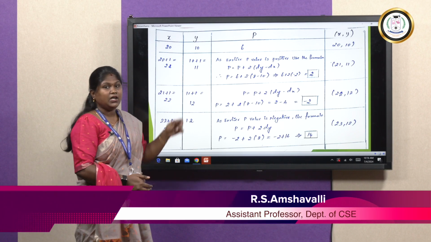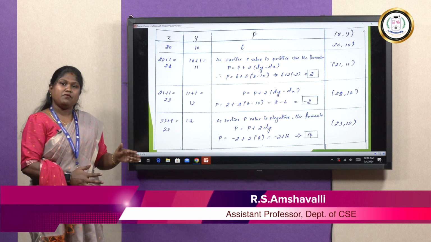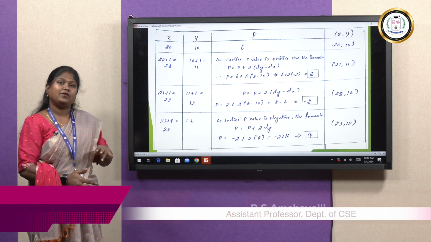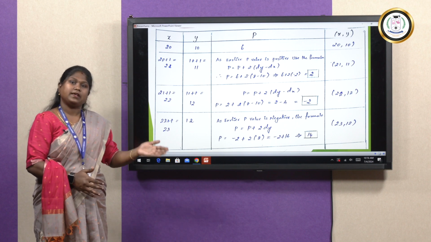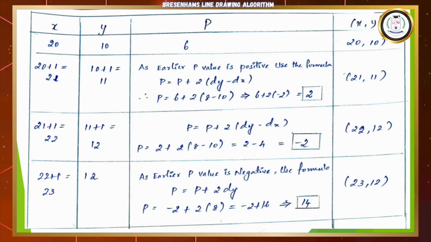Now we have the earlier p value as 2. Since the p value is positive, we are going to add 1 with x to get the next x value, and we are going to add 1 with y to get the next y value. So 21 plus 1 is equal to 22, 11 plus 1 is equal to 12.